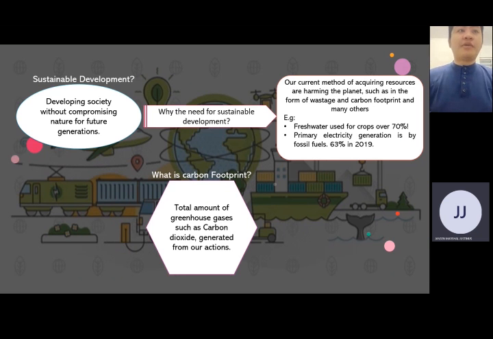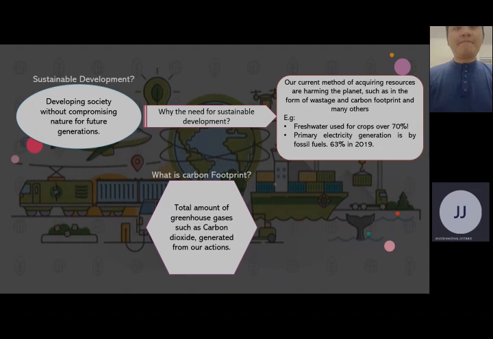And lastly, what is carbon footprint? Basically, carbon footprint is the total amount of greenhouse gases such as carbon dioxide, which are generated from our actions, which is why we chose the topic of sustainable transportation, which my partner will present in the next slide.